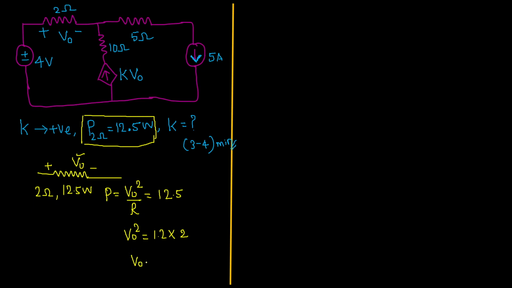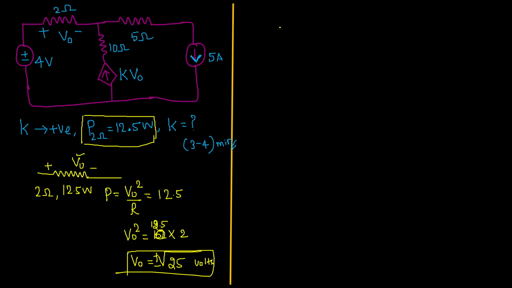From this you can calculate the value of V0. So V0 equal to square root of, sorry, it is not 1.2, 12.5. 12.5 into 2 is how much? 25. Do you remember, whenever I am telling, if you have square, then while taking square root, you will get two values. But based on the situation, we will decide.